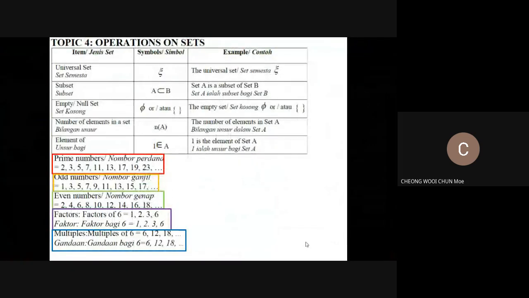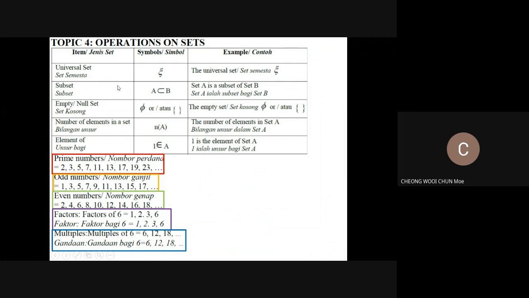Okay. Topic 4, operations on sets. Okay, so we look at the table. In the table, there's this item, universal set. This is the symbol for universal set. And then this is the example, the universal set.